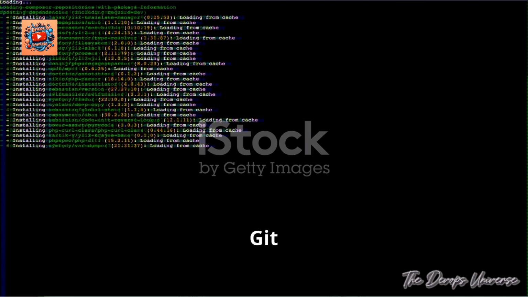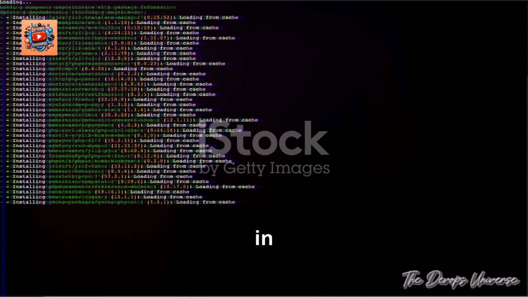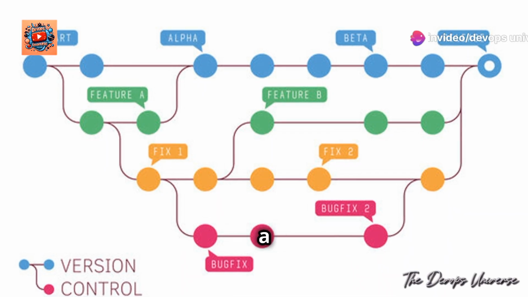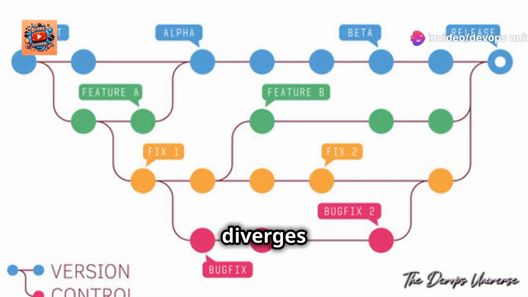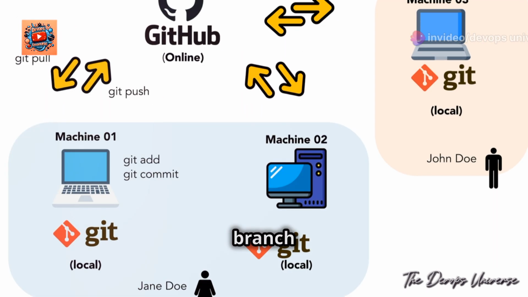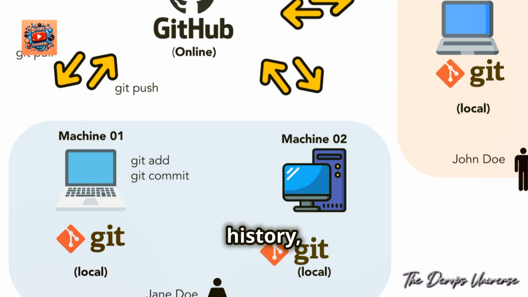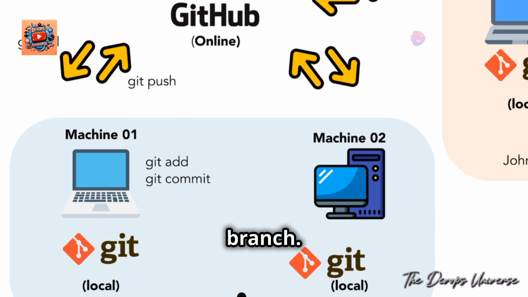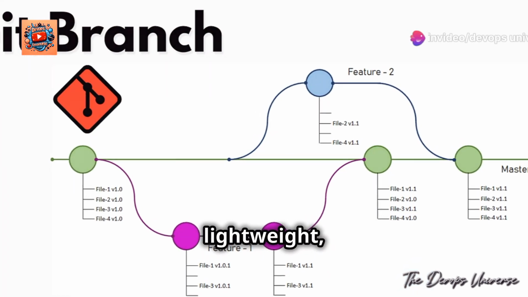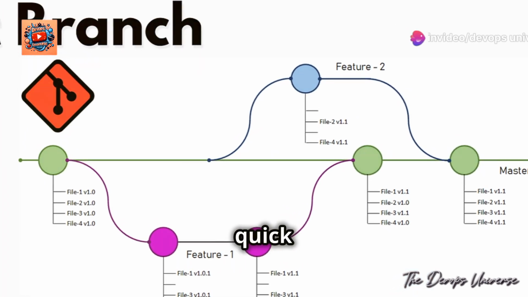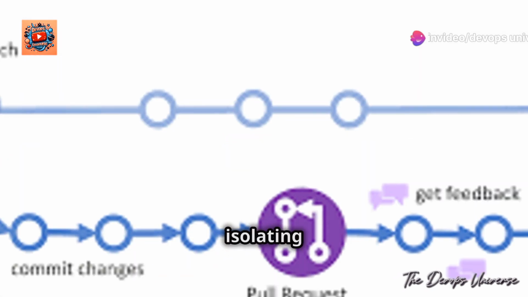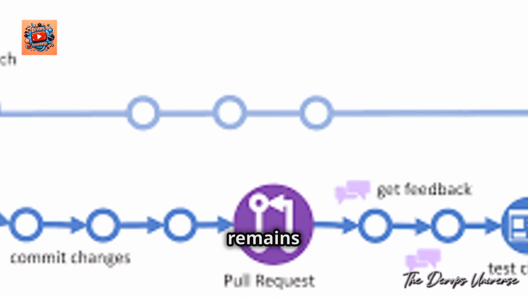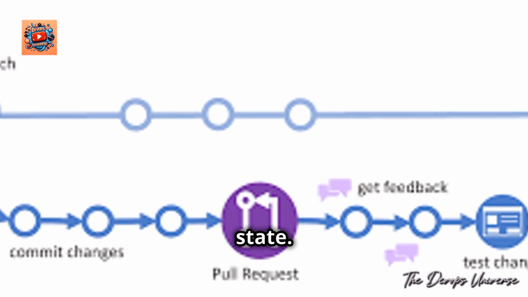A branch in Git is a pointer to a specific commit in the project's history. When you create a new branch, you are creating a new path of development that diverges from the main branch. This new branch maintains its own commit history, allowing you to make changes without affecting the original branch. Branches are incredibly lightweight, making their creation and deletion quick and straightforward. By isolating changes within branches, you can ensure that the main branch always remains in a stable and deployable state.